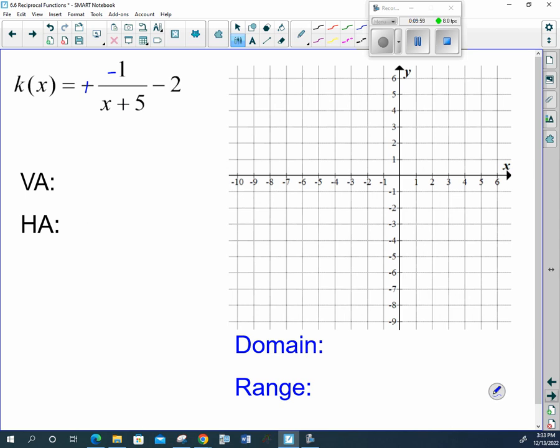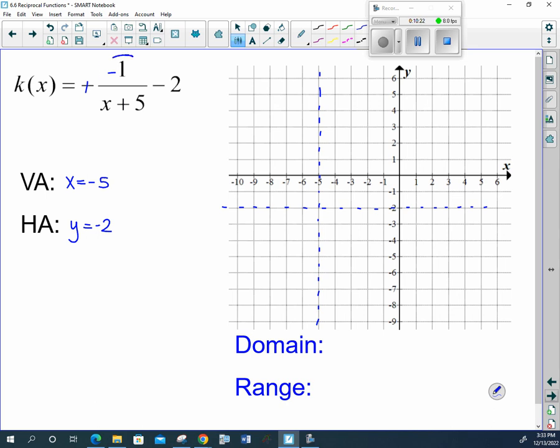So right here, when I say my vertical asymptote, it's going to be x equals -5, and my horizontal asymptote is going to be at y equals -2. So -5 vertical asymptote, -2 is my horizontal asymptote. It's negative, so I know my branches are going to be in the second and the fourth.